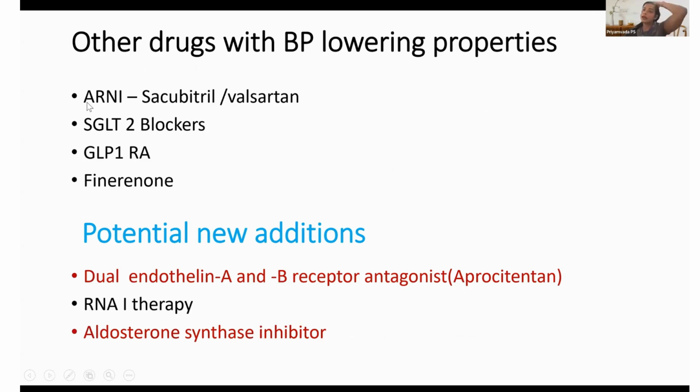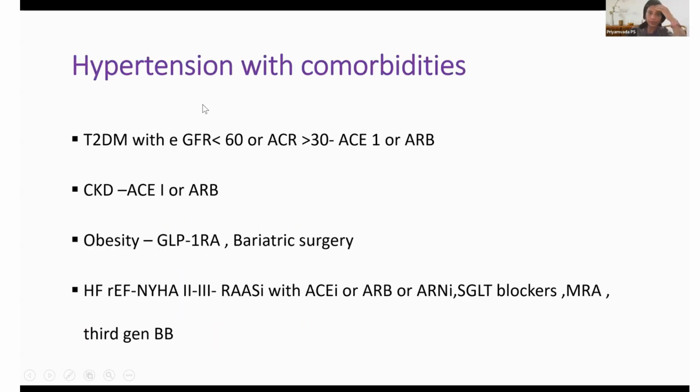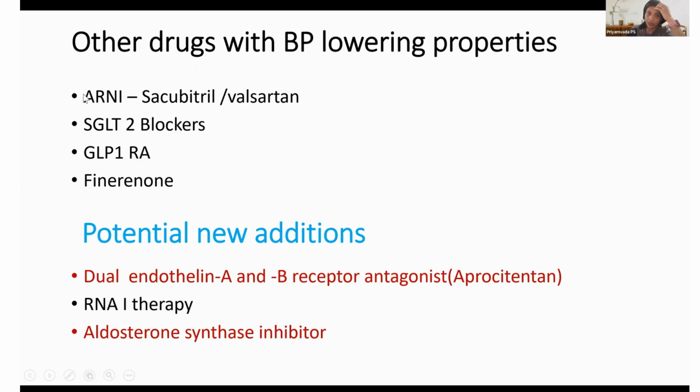While titrating the drugs, there are other drugs with BP lowering properties like angiotensin and neprilysin inhibitor, SGLT2 blockers, GLP-1 receptor agonist, and finerenone. So if the patient is on any of these drugs or if the patient has a clinical indication to start one of these drugs, allowances should be given for these drugs when you select a second-line agent. And these are potential new additions which might be available in the next couple of years.